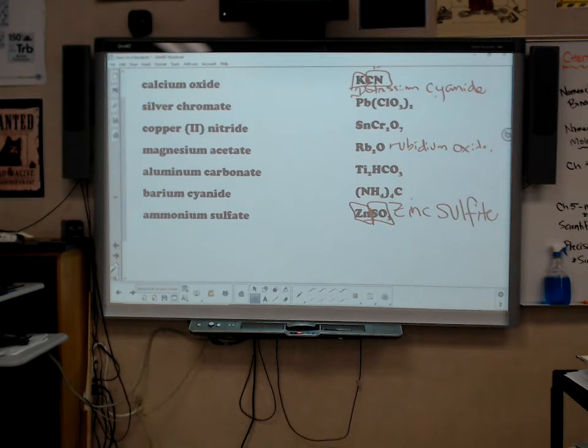This is like the same thing. I wasn't sure if that was right. Which one? Ag2CrO4. Yeah, it's perfect. Because the chromate's a 2-, silver's a 1+. That is correct.